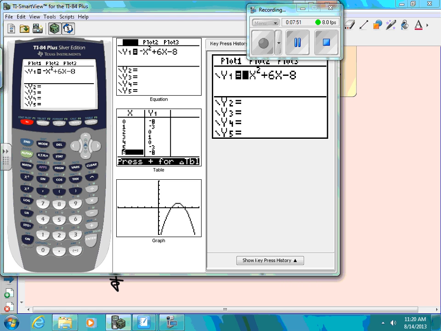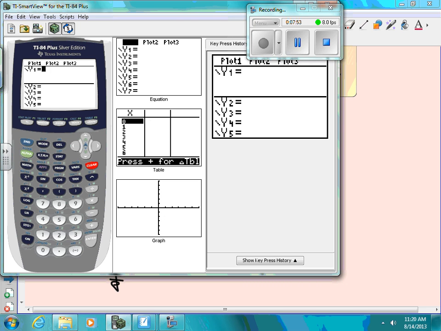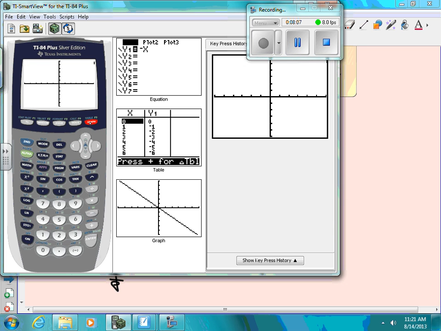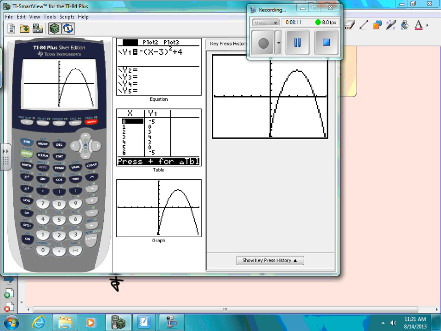So here's where we left off yesterday. Let's type in the equation negative parentheses, x minus 3 all squared plus 4. We graph it. We get to see a picture of it. We haven't made a picture yet, so nothing really to compare to.